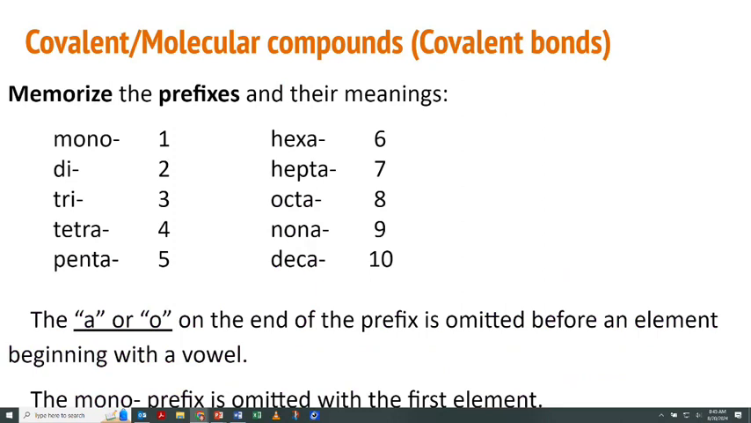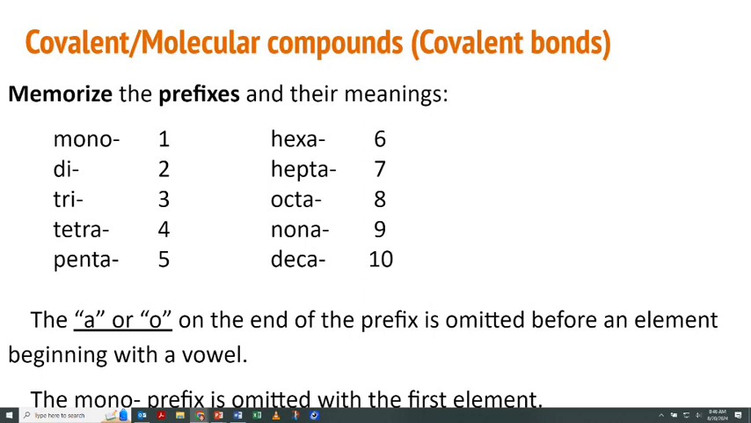Now, when it comes to naming compounds with different elements, we are going to use these prefixes, mono 1, di 2, etc., in order to label how many of each element we've got in that compound. And you'll notice that sometimes the A or O at the end of this prefix is dropped if it's doubled up at the beginning of the next element's name, like tetraarsenic might just be tetrarsenic, or octaoxide, or especially like monooxide. We just write monoxide there.